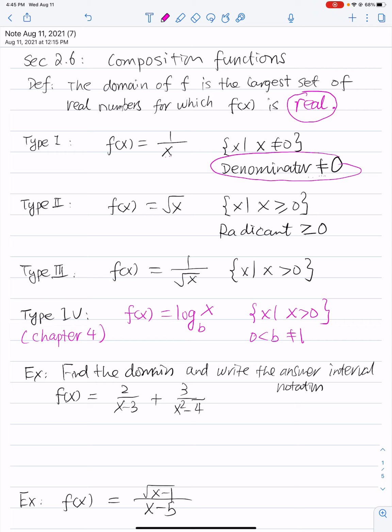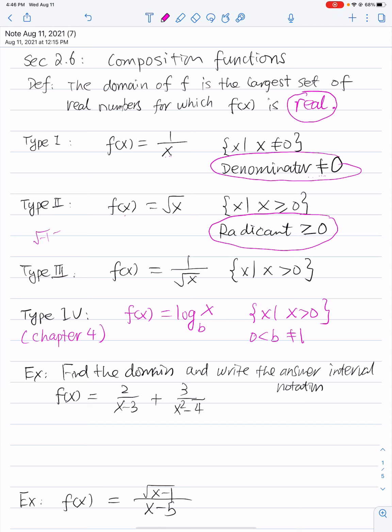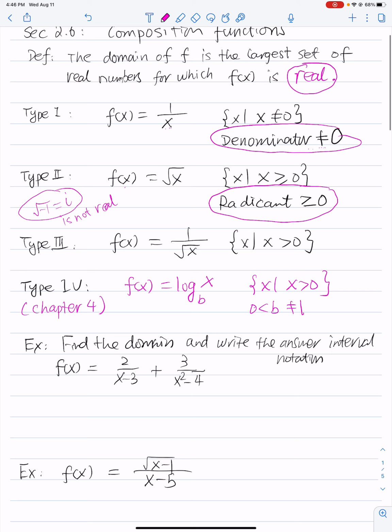Type 2: f(x) equals the square root of x, the radical functions. What will be the domain for the radical functions? The radicand has to be bigger than or equal to 0. Do you remember what the square root of negative 1 is? That's i, so it's not real anymore, so it's not in the domain.